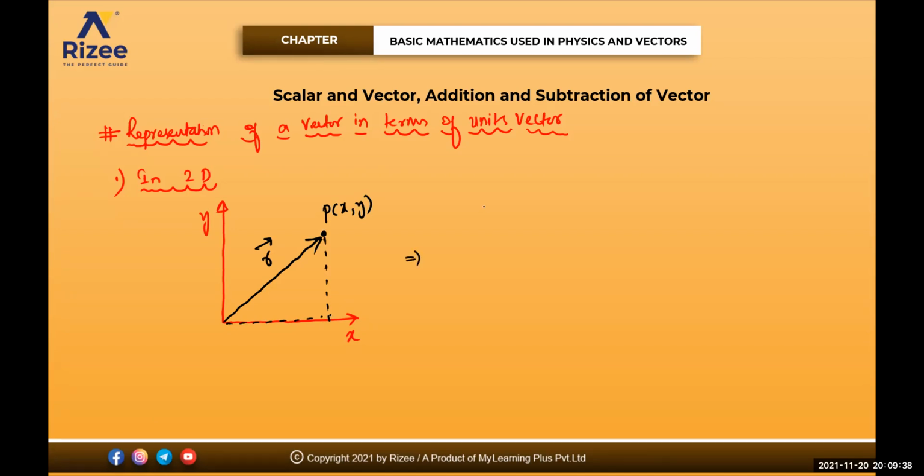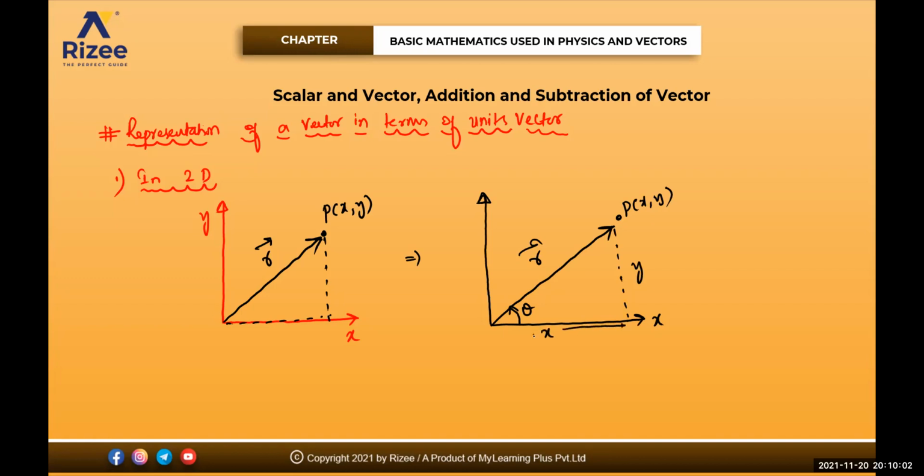If I take this vector, this is along y-axis. This is along your x-axis. This is the vector r bar. This is a point P, which is your x comma y, making an angle theta. This will be the y coordinate, and this one will be your x coordinate. So when I'm writing x comma y, x coordinate is horizontal, y coordinate is vertical, and this is a vector from origin O to P.